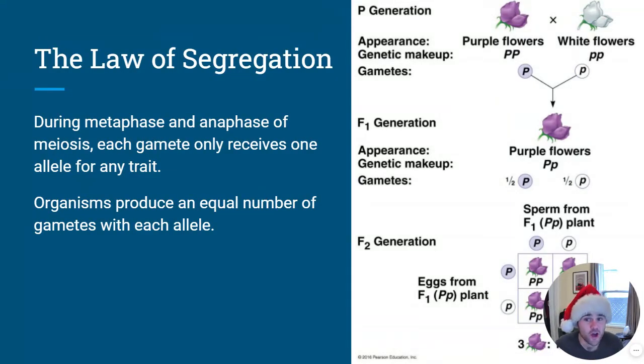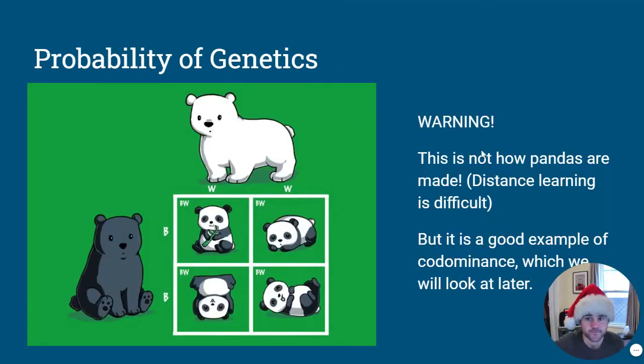And this is all because of the law of segregation. Remember that during metaphase and anaphase 1 of meiosis, each gamete is only going to receive one allele for any trait. They're going to split the homologs. So organisms produce an equal number of gametes with each allele, because one gamete gets the one and one gets the other. So there'll be an even distribution, or even segregation, of those alleles. And so we can start to predict what offspring are going to look like.